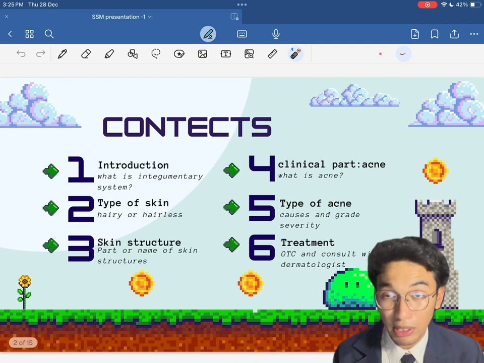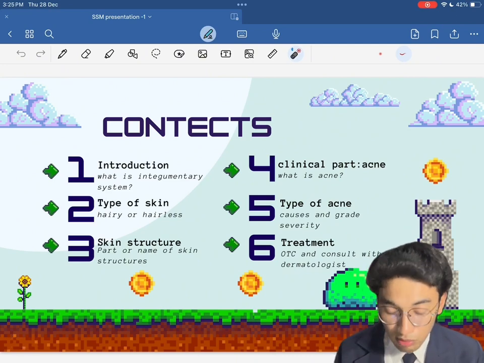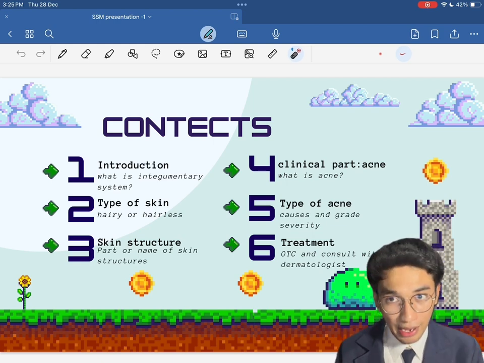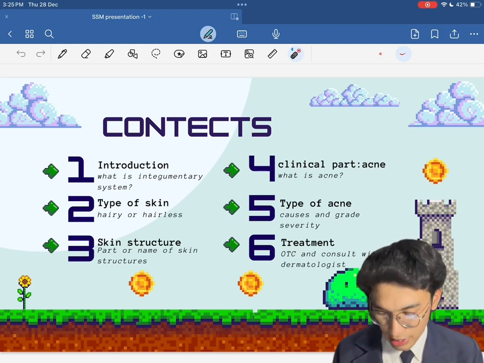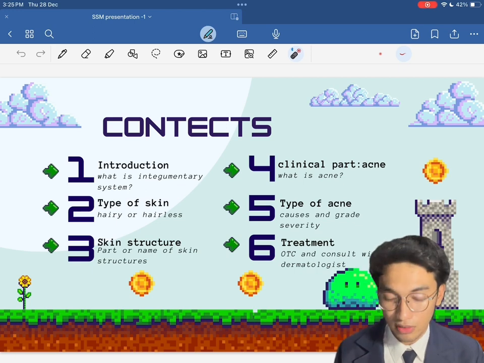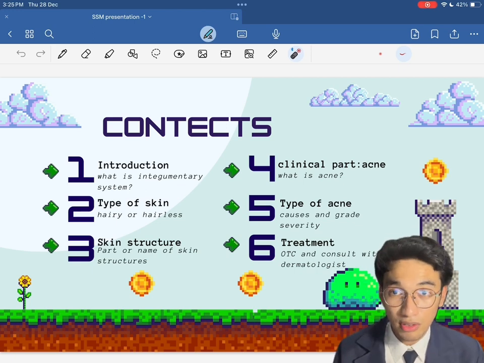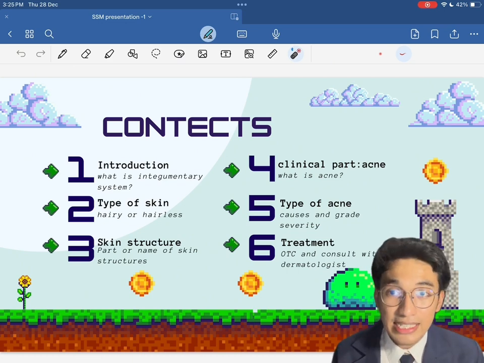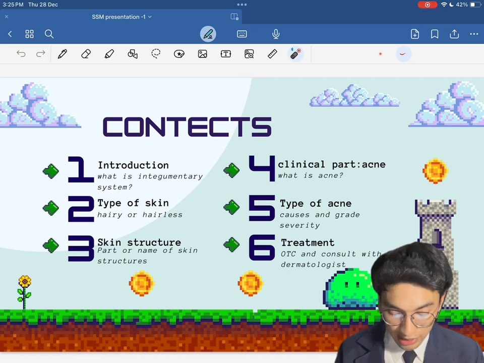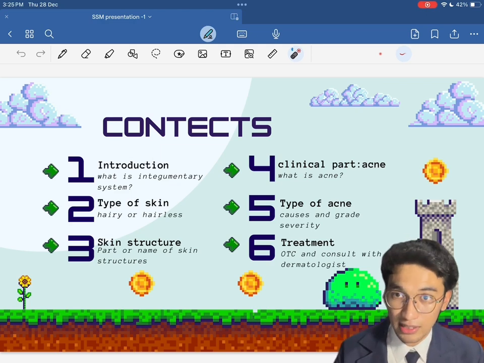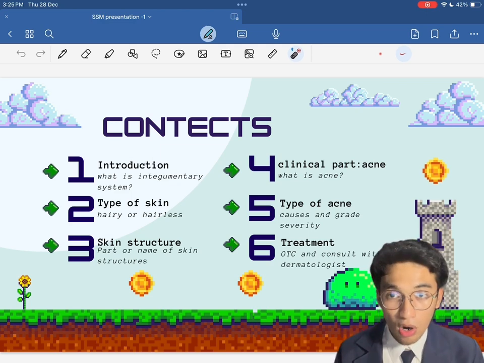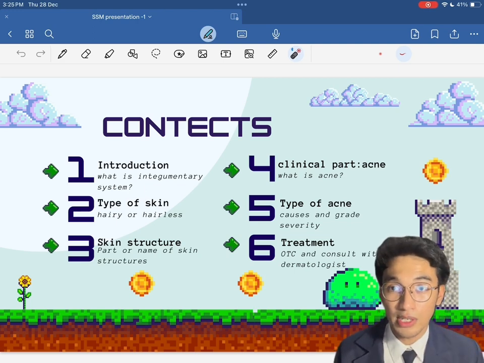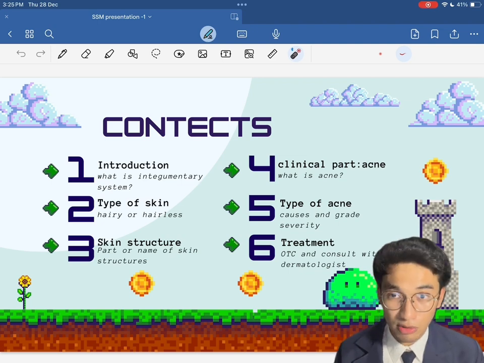The first one is the introduction, which is about what the integumentary system is. The second one is the type of skin, hairy or hairless. The third one is skin structure, which is the names of the parts of the skin structure. The fourth one is the clinical part. I chose acne. What is acne? The fifth one is the types of acne, causes, and grades of severity, and the last one is the treatment, over the counter, or OTC, and consulting a dermatologist. Without further ado, let's start our first content.